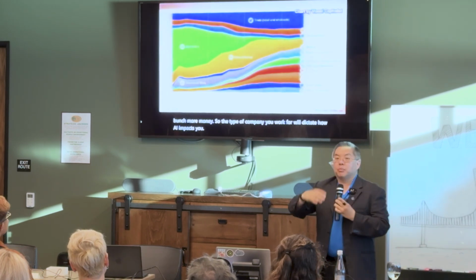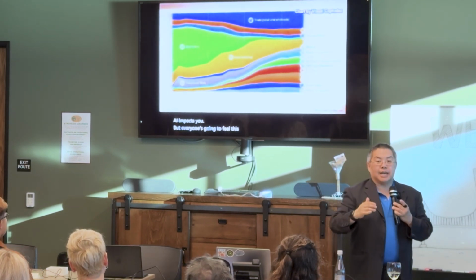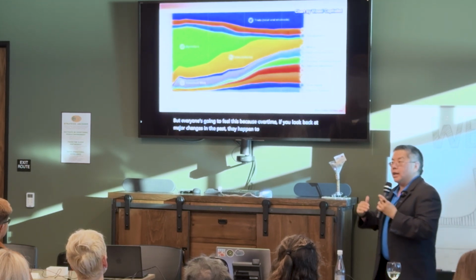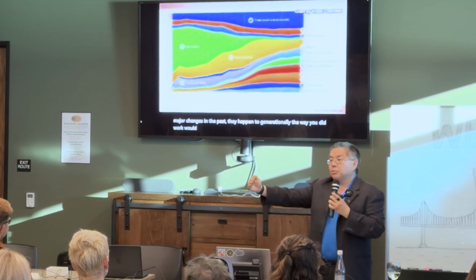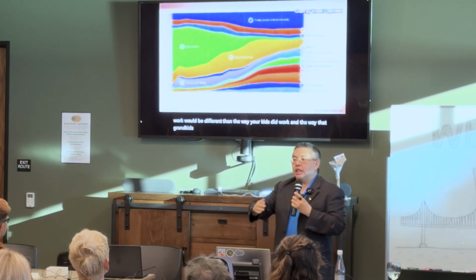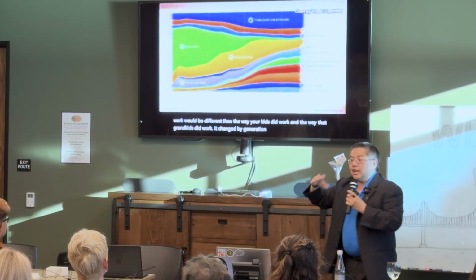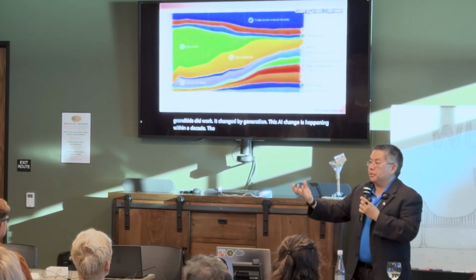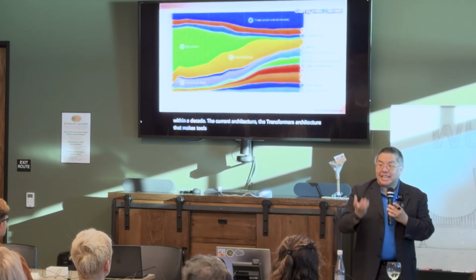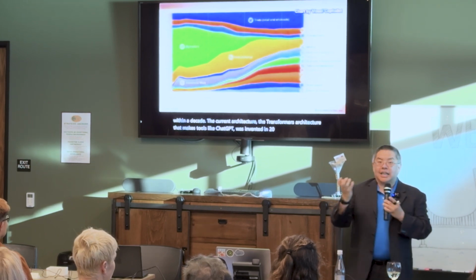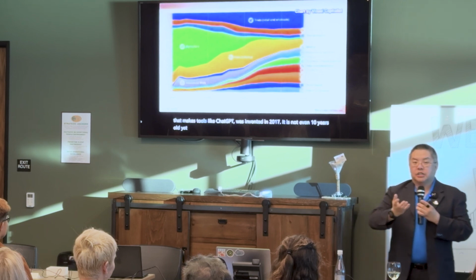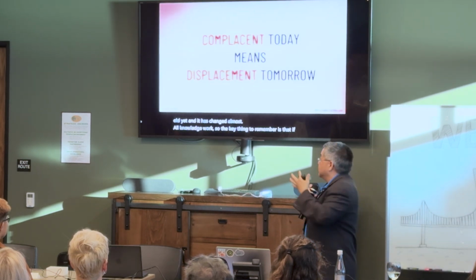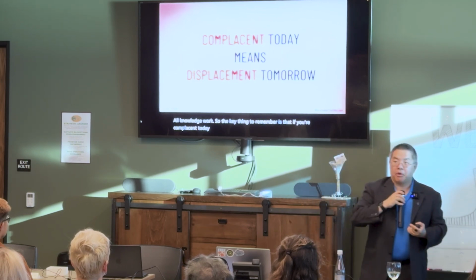But everyone's going to feel this because over time, if you look back at major changes in the past, they happened generationally. The way you did work would be different than the way your kids did work and the way their grandkids did work. It changed by generation. This AI change is happening within a decade. The current architecture, the Transformers architecture that makes tools like ChatGPT, was invented in 2017. It is not even 10 years old yet, and it has changed almost all knowledge work. So the key thing to remember is that if you're complacent today, it potentially means displacement tomorrow.